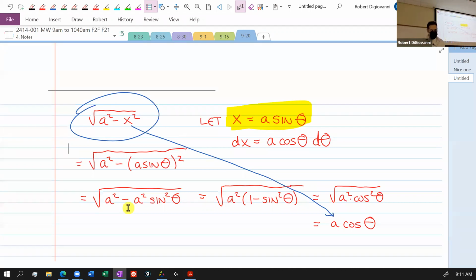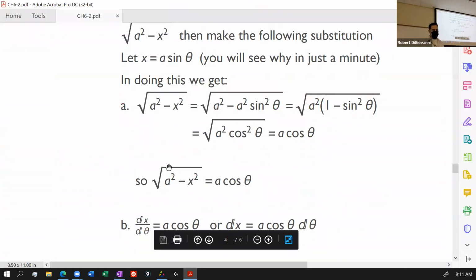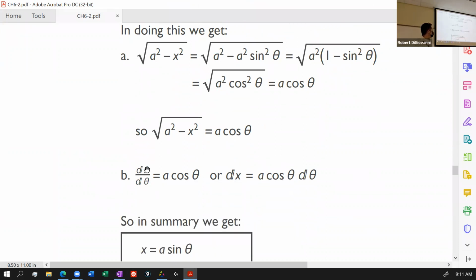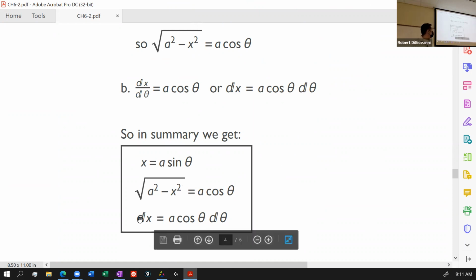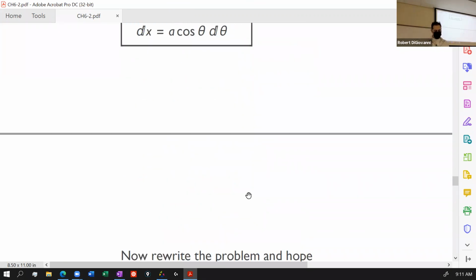Okay, so in the notes, again, the summary here is that the square root of this stuff will turn into a cosine theta, and dx will turn into this, or if you want, this is the way I wrote it just now. So this box summarizes everything. If we have the square root of a squared minus x squared, we will make this substitution. The ugly square root in the integral will turn into just a very simple a cosine theta, and the dx will turn into a cosine theta d theta every single time we do it. All right, so let's do an example.